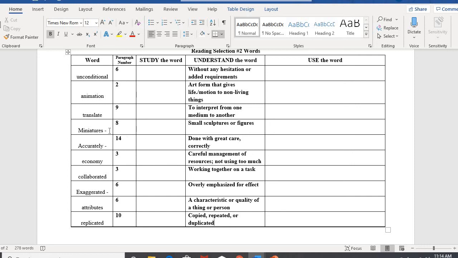All right, the ones that are just in the selection that weren't in this particular multiple choice: miniatures in paragraph 8 means small sculptures or figures. We know what a miniature is, right? Just a small version of something. Accurately means done with great care or correctly. And then exaggerated means to overly emphasize, maybe add some extra details. We've talked about a meaning of this word before, to overemphasize something. So exaggerate.